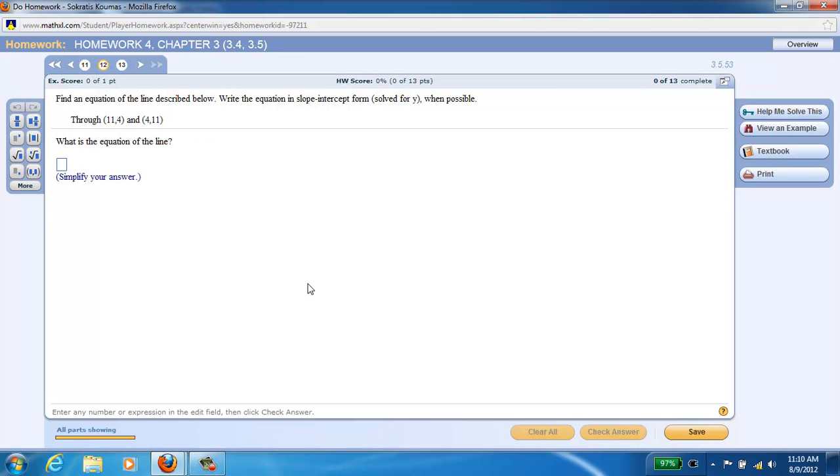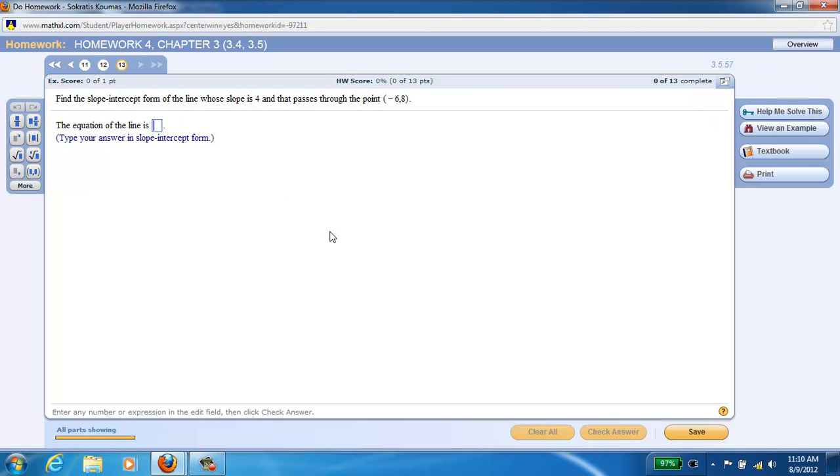Problem 12, you have again 2 points, so you have to figure out the slope and the constant, but you have to write the equation in slope-intercept form. And problem number 13 is similar to problem 12.